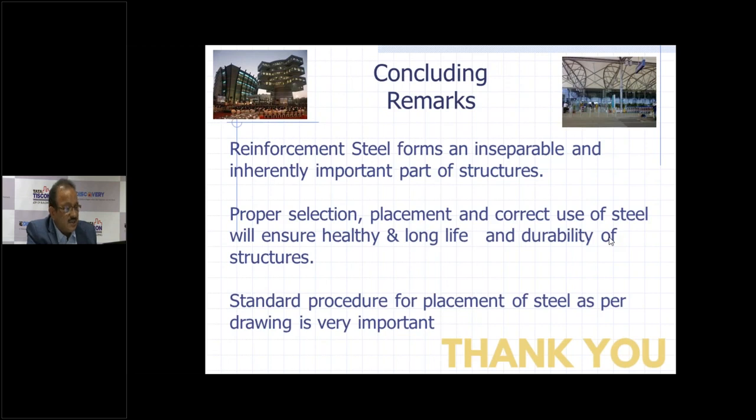Then the next question is, can couplers be used for slab reinforcement? As I mentioned, for slabs, the couplers will reduce the cover to the reinforcement, and that is not recommended. I will not recommend that. For columns, I will strongly recommend that.